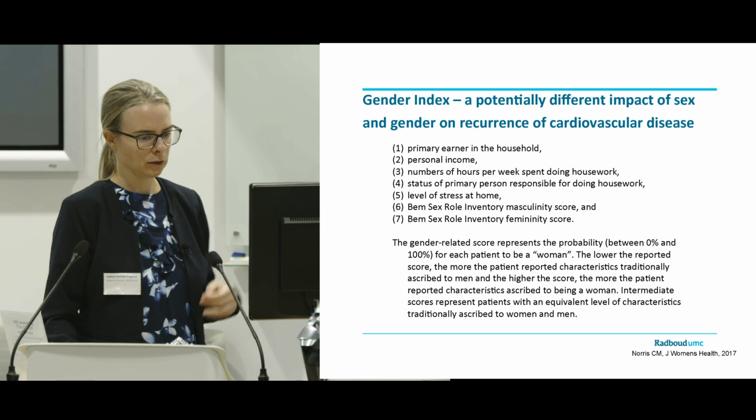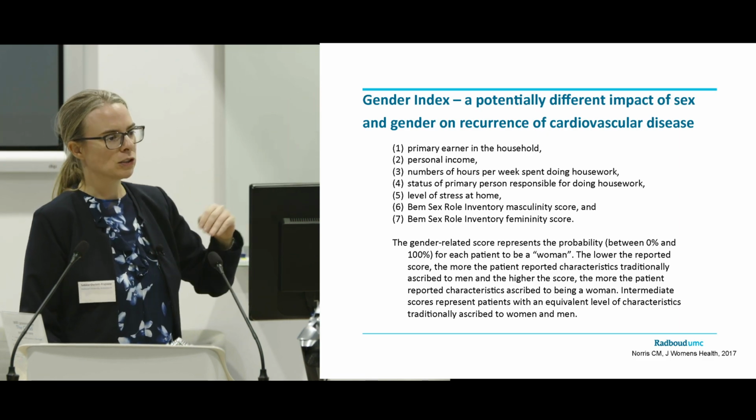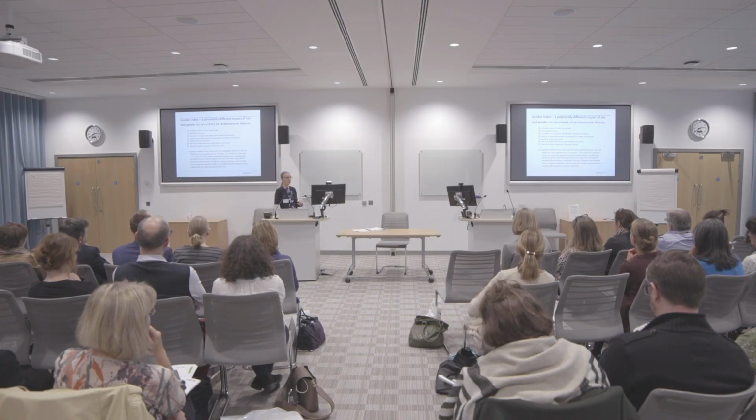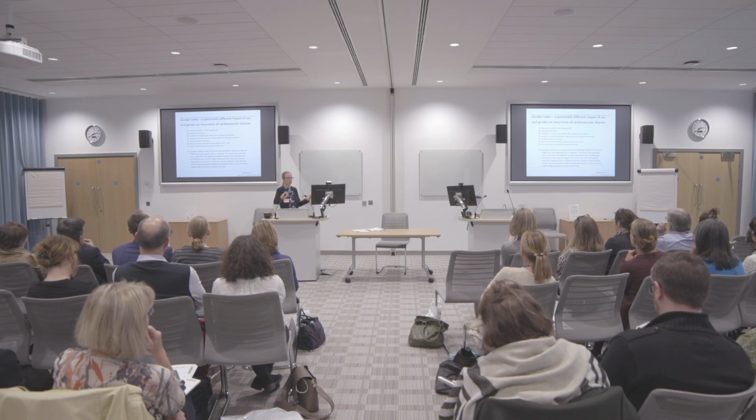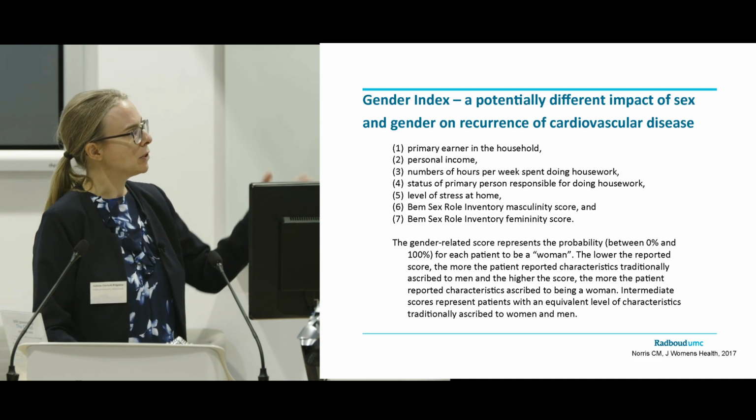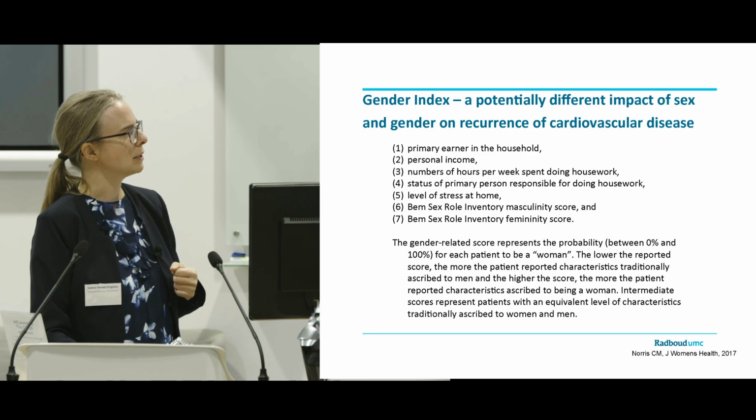This is one example. It's from the group of Louis Pilote in Canada. These are the different factors that were included in this index, which was developed over several years. And you have factors like the primary earner in the household, the income, the number of hours spent doing housework, the level of stress at home. The Bem Sex Role Inventory, which is a quite interesting score that was developed in the 70s to define masculinity and femininity, which is a little bit outdated now. Google it, it's quite interesting.